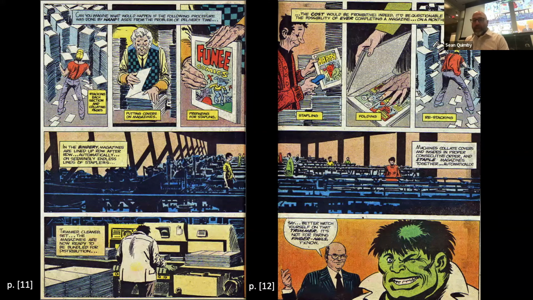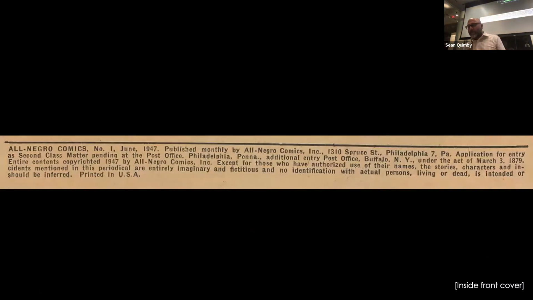A closer look at the publication. So moving back to All-Negro Comics here, a closer look at the publication information. This is really hard to read, I'm sorry. But it reveals the publisher's address at 1301 Spruce Street in Philadelphia, which served as the mailing address for All-Negro Comics, Inc., but could not have been where the comic book was printed. Instead, it tells us simply that it was printed in the USA.